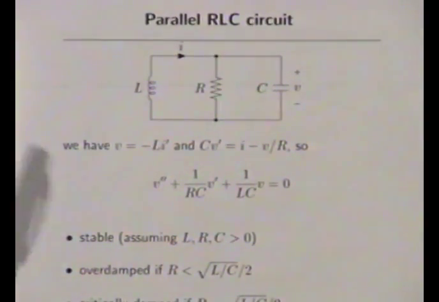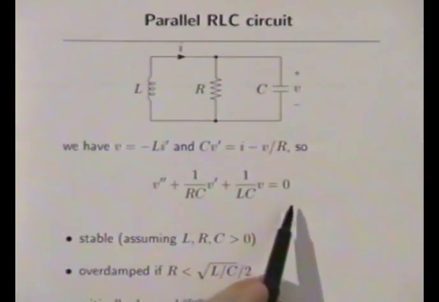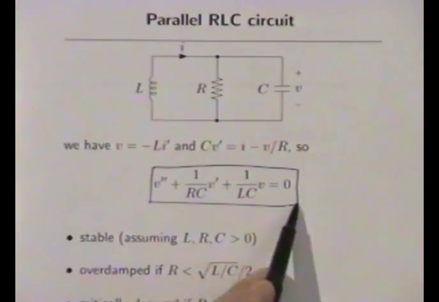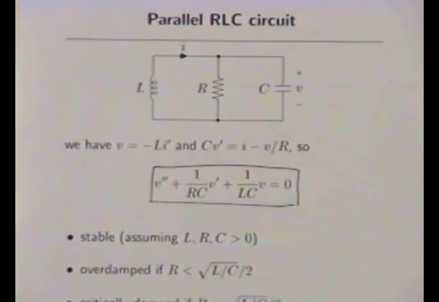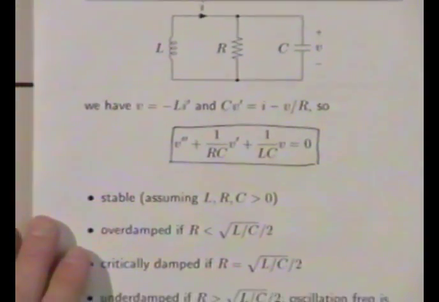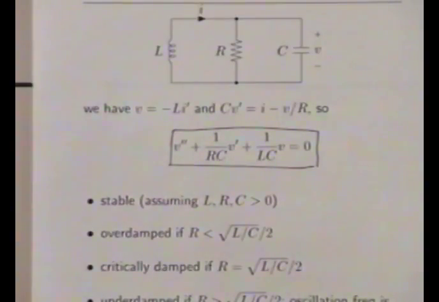Let's write down the circuit. When you write down the circuit equations, you get this equation here. That's a classic second-order differential equation. And the first thing to notice is that if your resistor, capacitor, and inductor are all positive, then it's stable. And you can laugh and say, oh, come on, everybody knows resistors, capacitors, and inductors are positive, right?